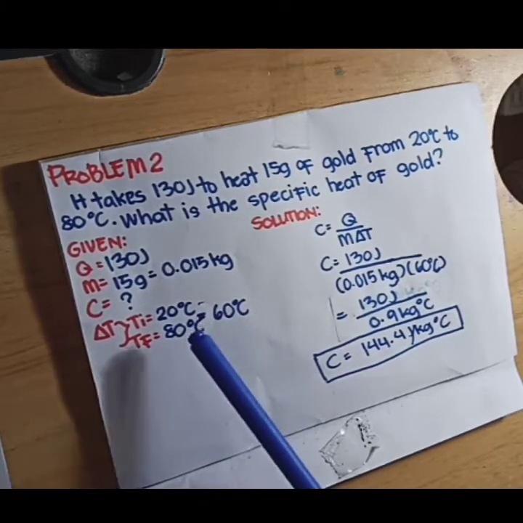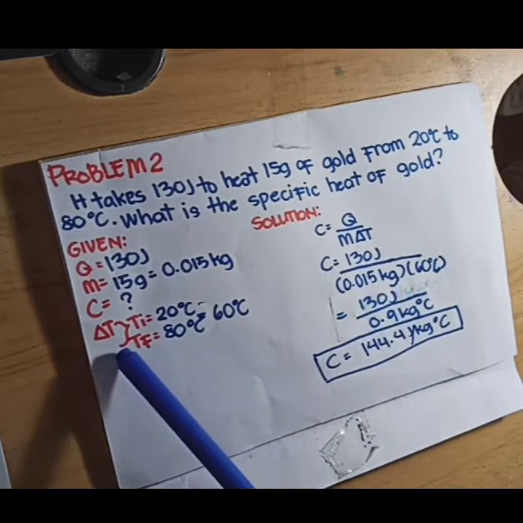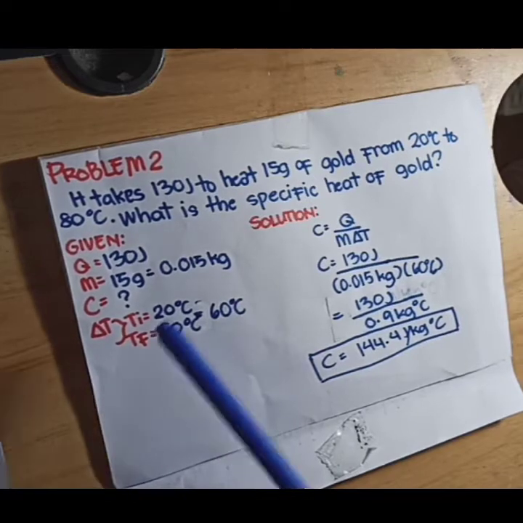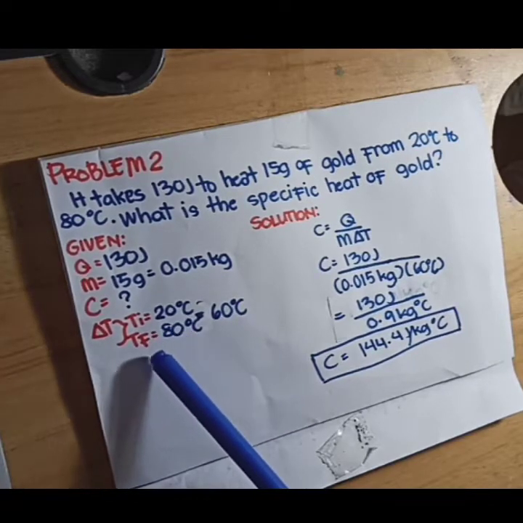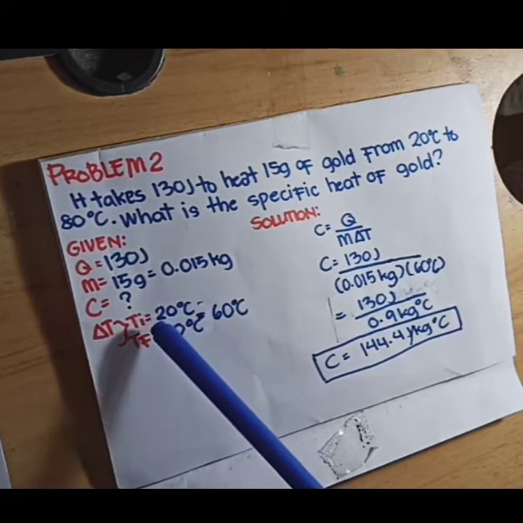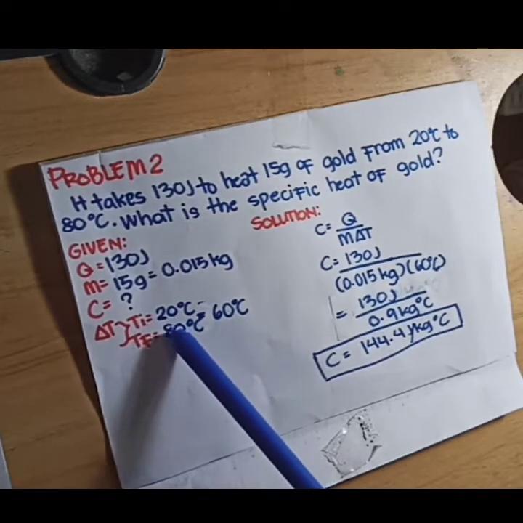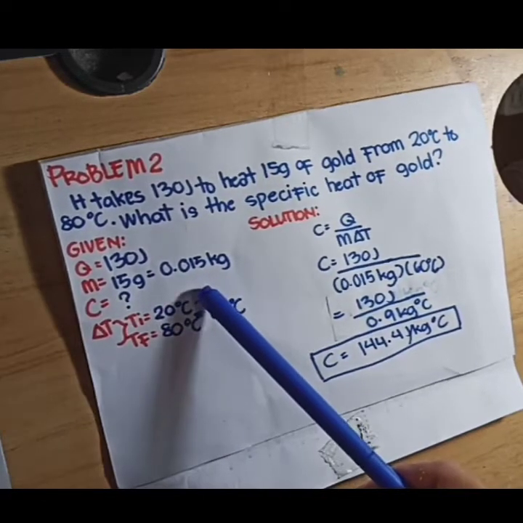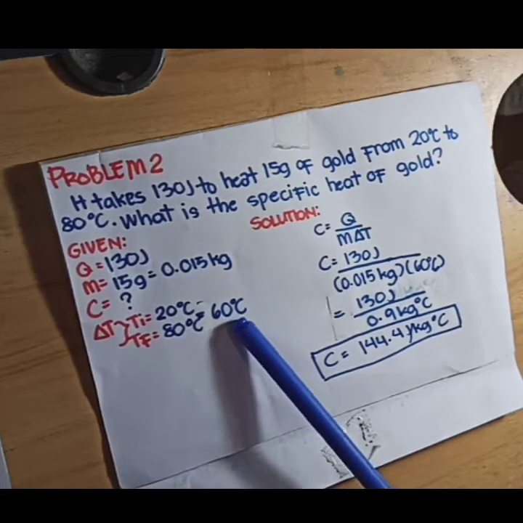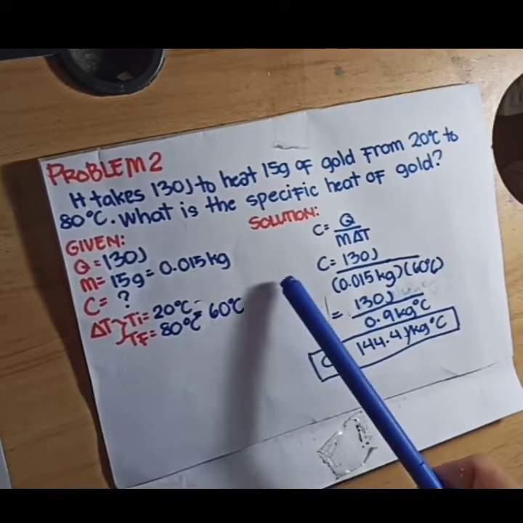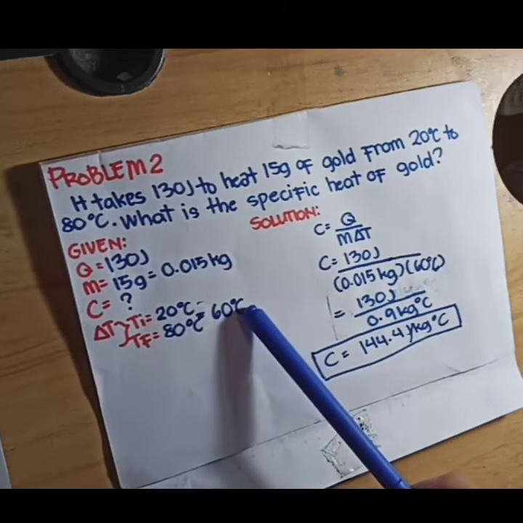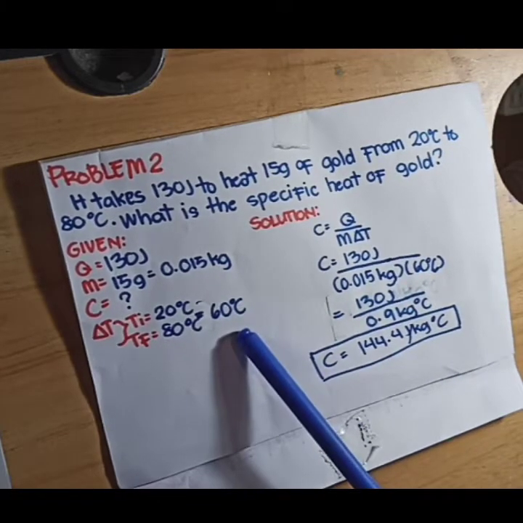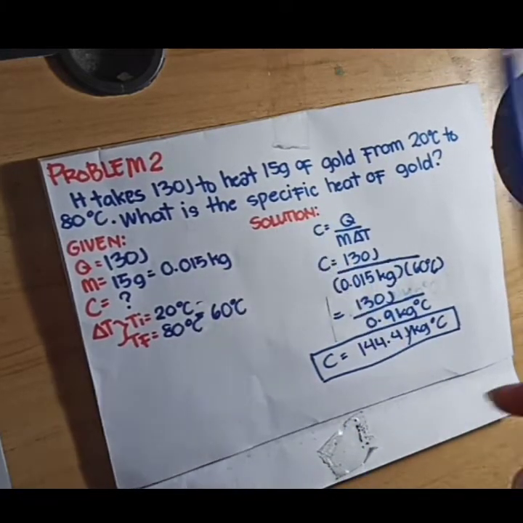So we are going to get the change in temperature by taking the final temperature minus the initial temperature. 80 degrees Celsius minus 20 degrees Celsius is equal to 60 degrees Celsius. So the change in temperature is 60 degrees Celsius. So let's proceed to the solution.